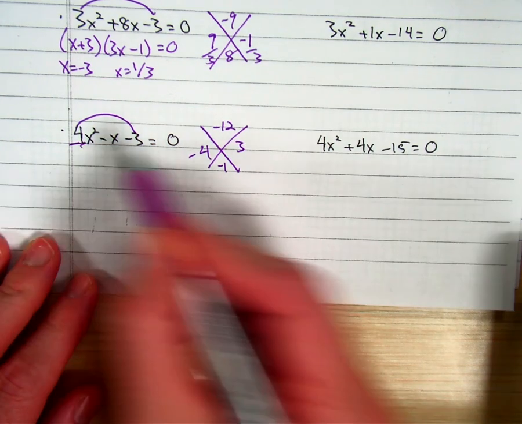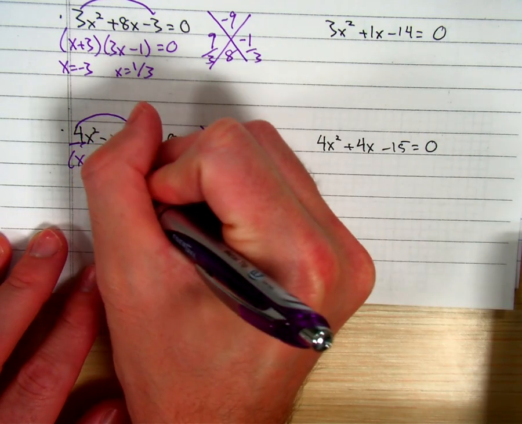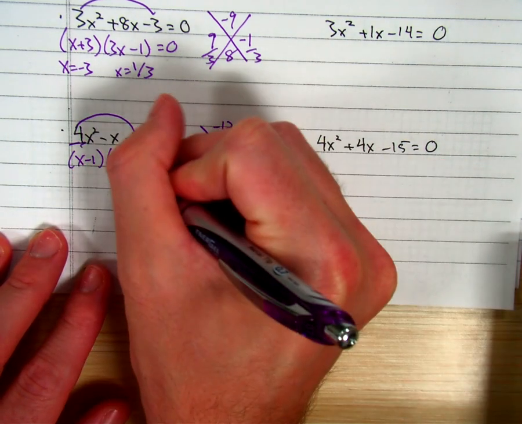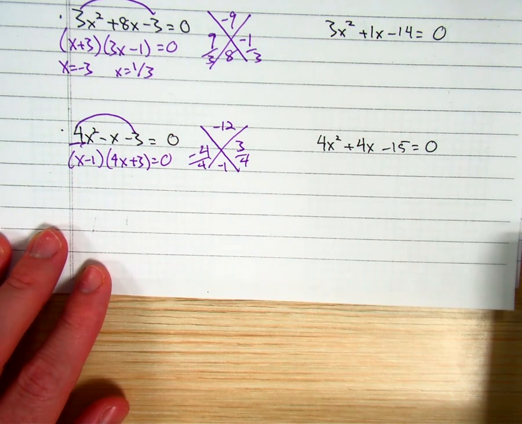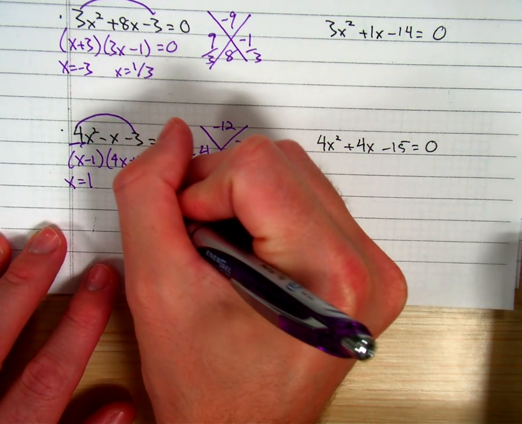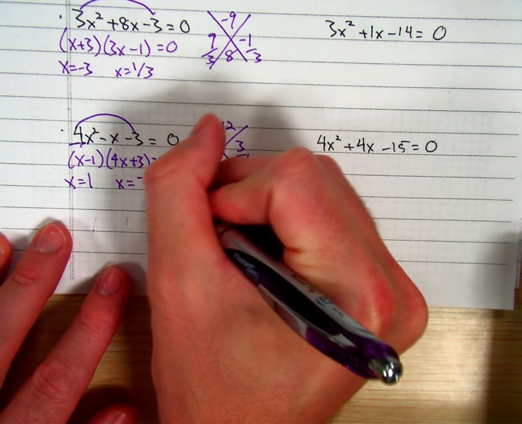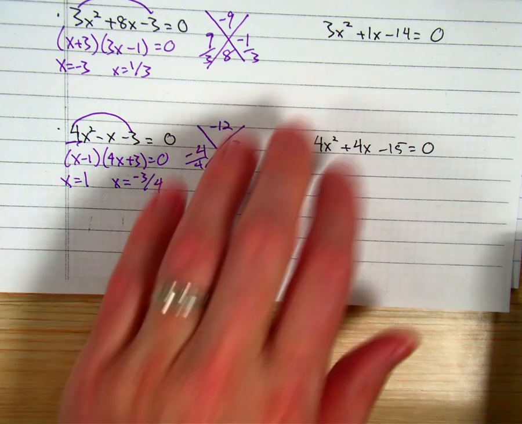Now we have to come back and divide by 4. And we'll have x minus 1 and 4x plus 3. Okay. x equals positive 1. x equals negative 3 divided by that front 4. Backside, let's see what we got.